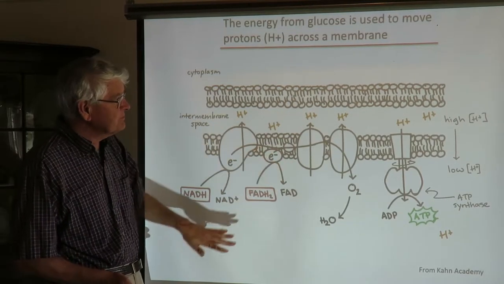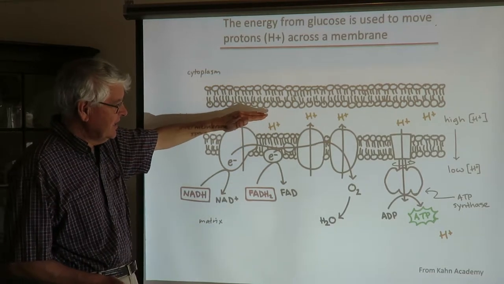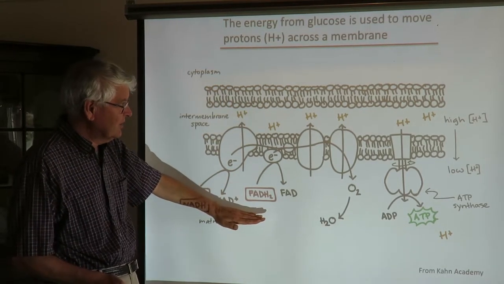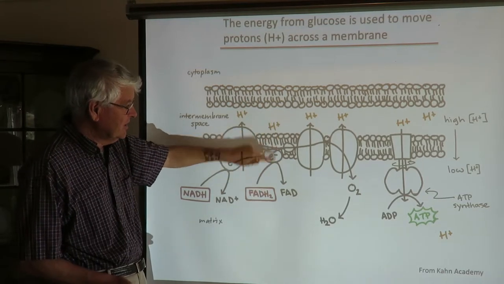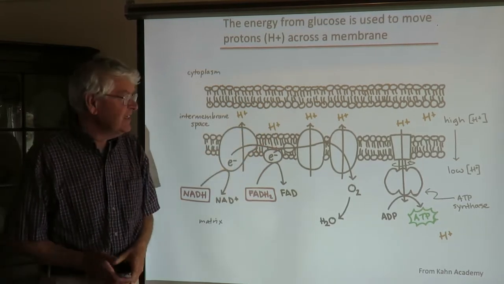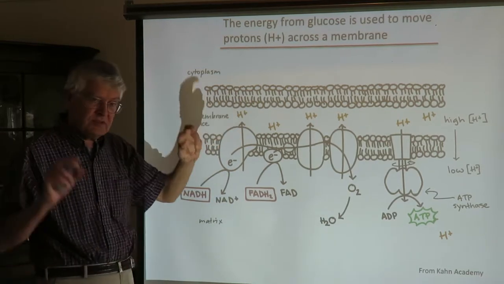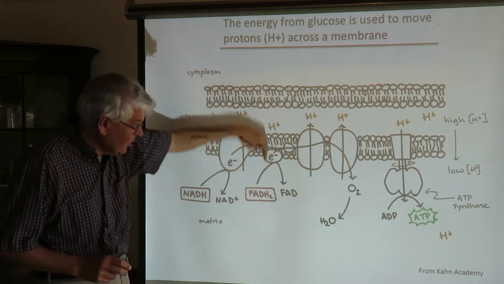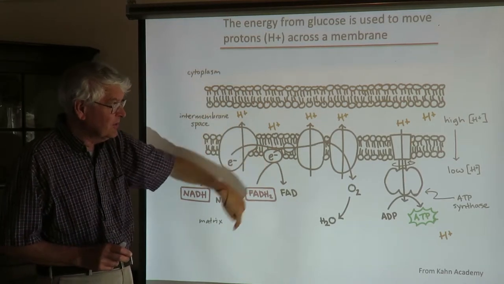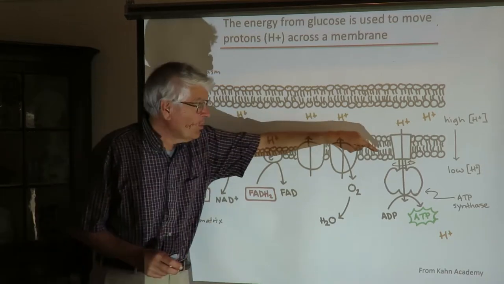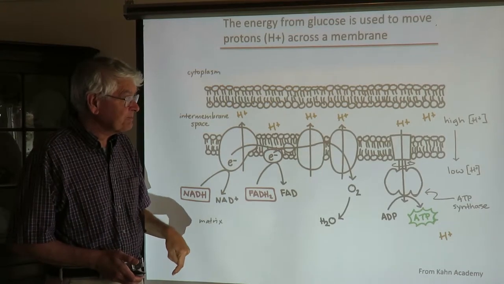So we have two types of gradients here. We have a chemical gradient, a lot of H's up here, few down here, and we have an electrical gradient, plus charge out here and minus charge here. So that gives us a form of energy, a driving force. These protons want, if you will, to go inside. They're attracted electrically, and there's just a lot of them here, a few of them here. So if they can find a way across the membrane, they will go to the inside.